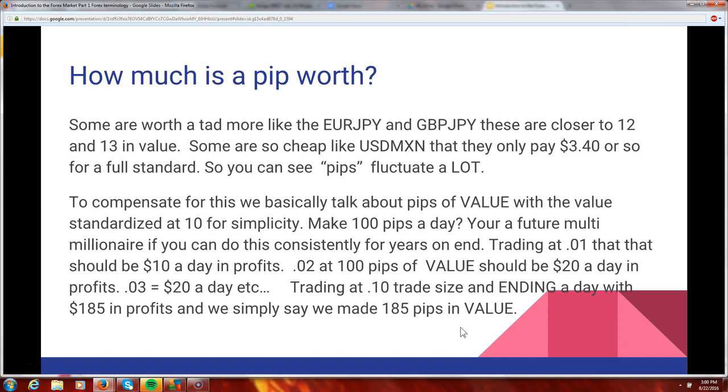Trading at 0.01, that would be about $10 a day in profits. 0.02 at 100 pips of value. Okay, we're taking all of your trades on every currency out there and just averaging them out. That's going to be about $20 a day in profits.